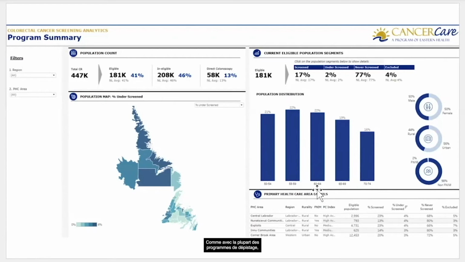As with most screening programs, we see that once you hit around 55, 60, 65 years of age is when we see the biggest upswing with respect to participation in screening. That's because people have now entered into potentially the retirement phases of their life. They've got more time on their hands to look after their health and well-being.